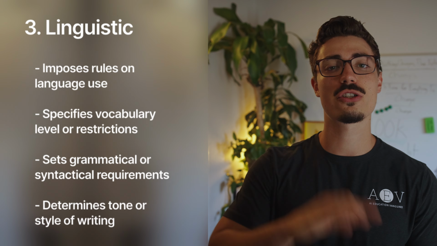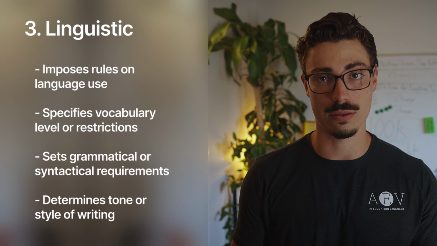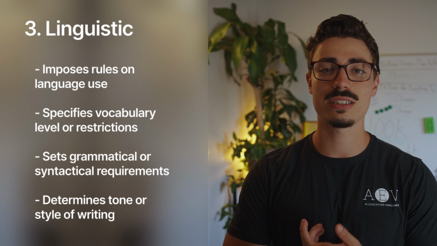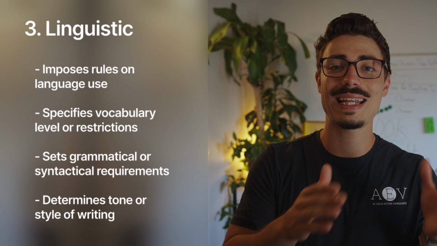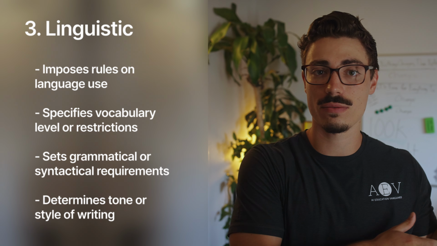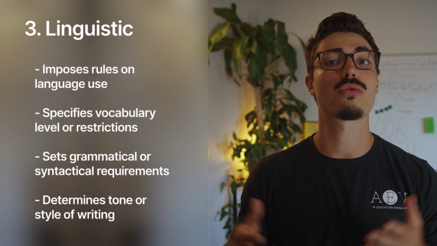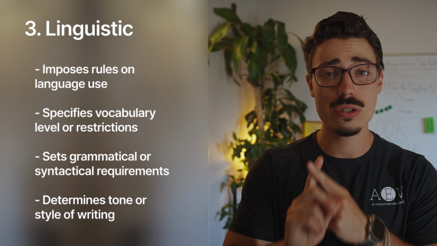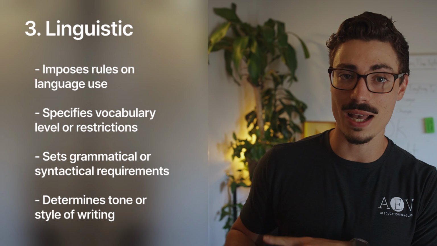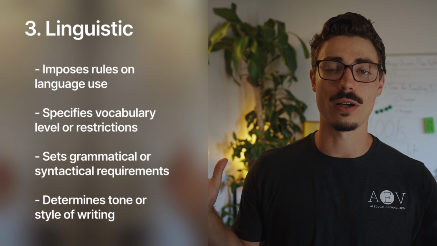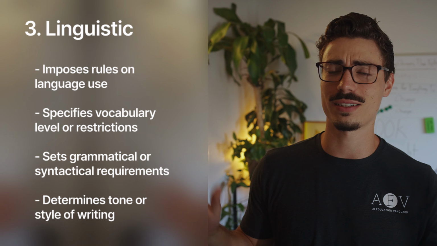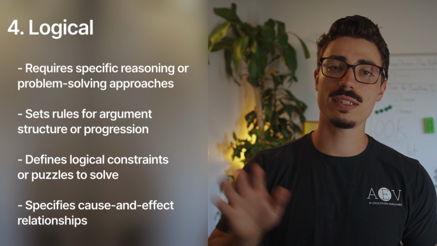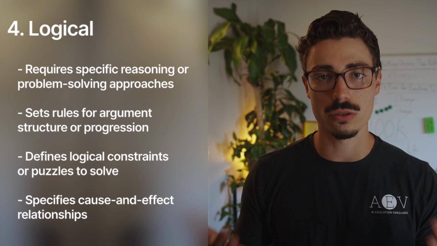The third type of constraint would be a linguistic constraint. What do I mean by this? So I like to actually set rules on what kind of language it can actually use. For example, I could say, describe a sunset only using words that start with the letter S. This is actually a really fun one. It's weirdly good at these kind of activities. It's fun. Number 4 type of constraint would be logical constraints.